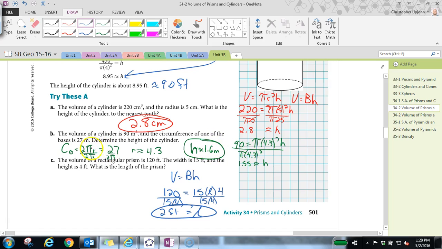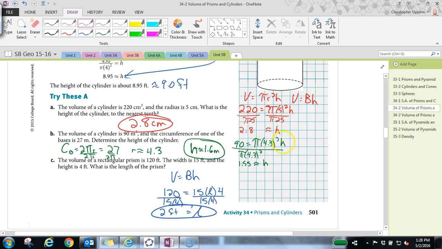So first we have to find the radius. Circumference is 2 pi r, so we divide by 2 pi, and that equals 27. Our r, our radius, is about 4.3. So we substitute that in, and it's just like problem A.